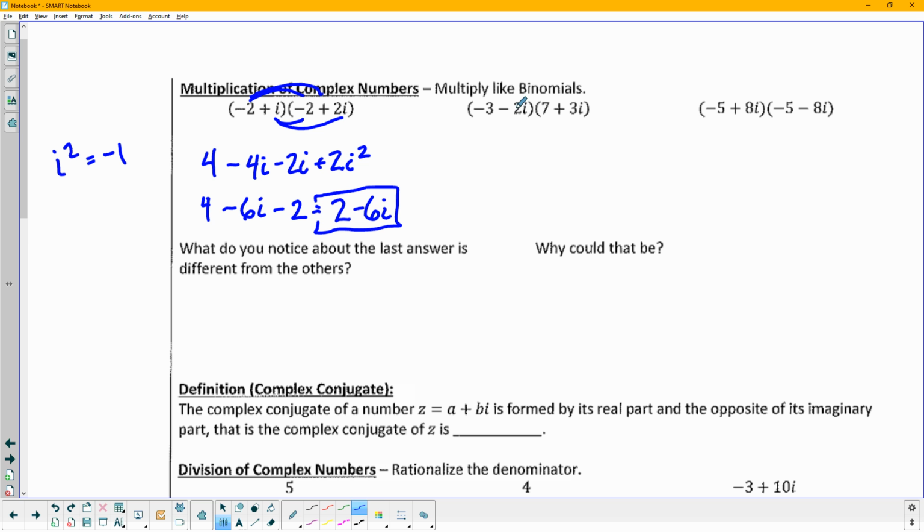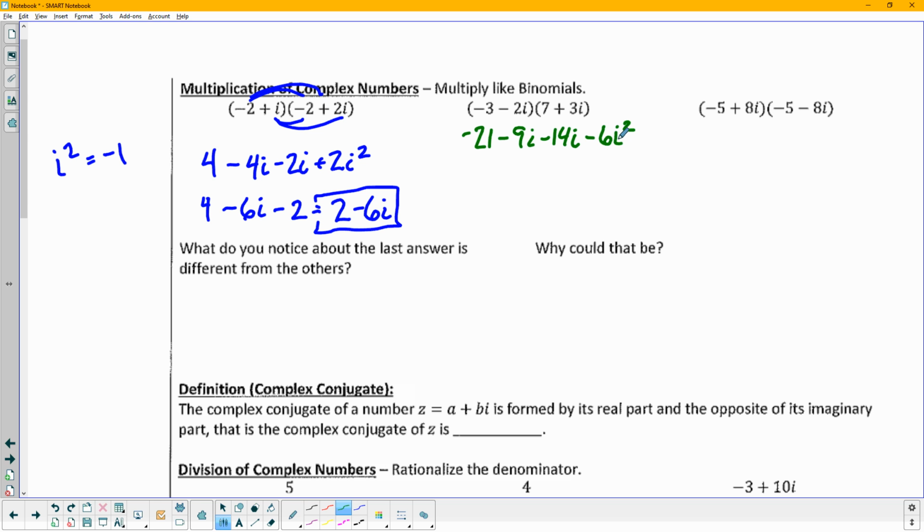The next one, same idea. I just want to FOIL. Negative 3 times 7 is negative 21. Negative 3 times 3i is negative 9i. Negative 2i times 7 is negative 14i. And just like the last time, this last one I'm going to be multiplying two i's together. I'm going to have negative 2 times negative 3, so that's negative 6. And I'm going to have i squared.